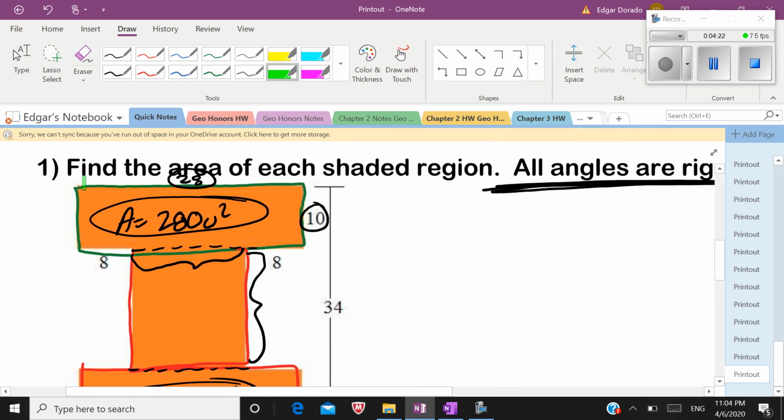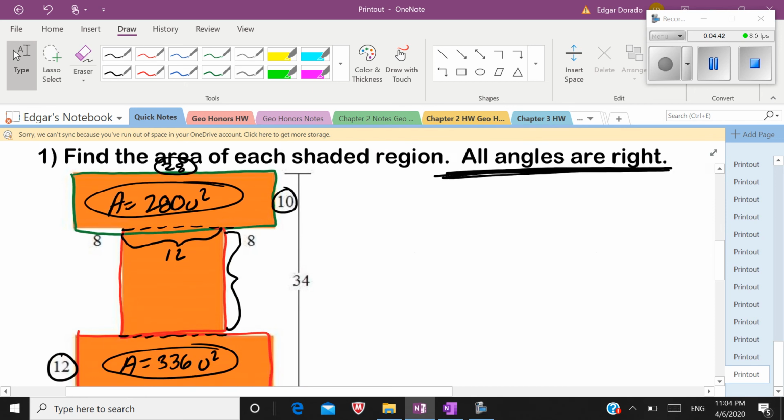Well, let's start off with a few things that we actually know. We know that this was 28. We know that this piece is 8. We know that this piece is 8. So if I want to know how much this is right here, then all I really have to do is subtract 28 minus 8 minus 8, and that's actually going to give me 12 units.